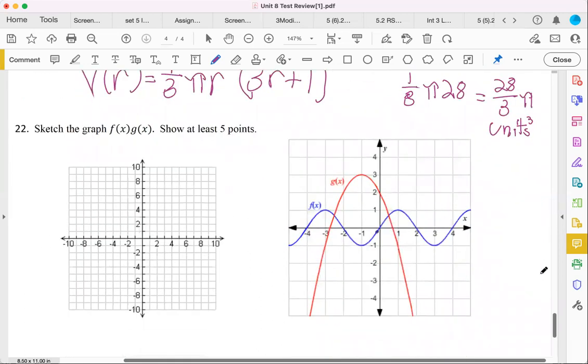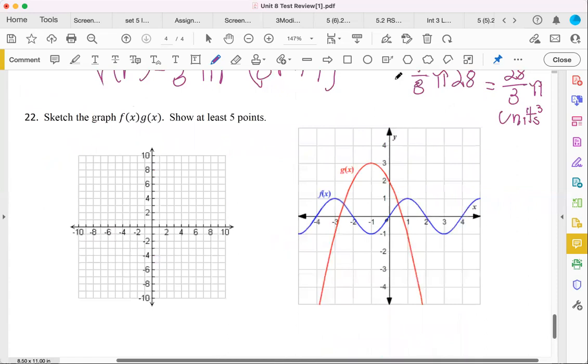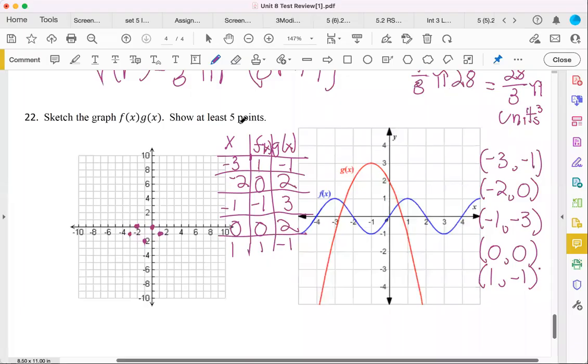Sketch the product of the two, some points that you should get. Take a moment, see what points you can find that are pretty decent, and I'll make a table to show what's happening with them. In the middle, these are some points that I thought were pretty decent. On the right, these are the points that would work for f of x times g of x, which again, you might also see denoted as f dot g of x. So these are all points that you can use.